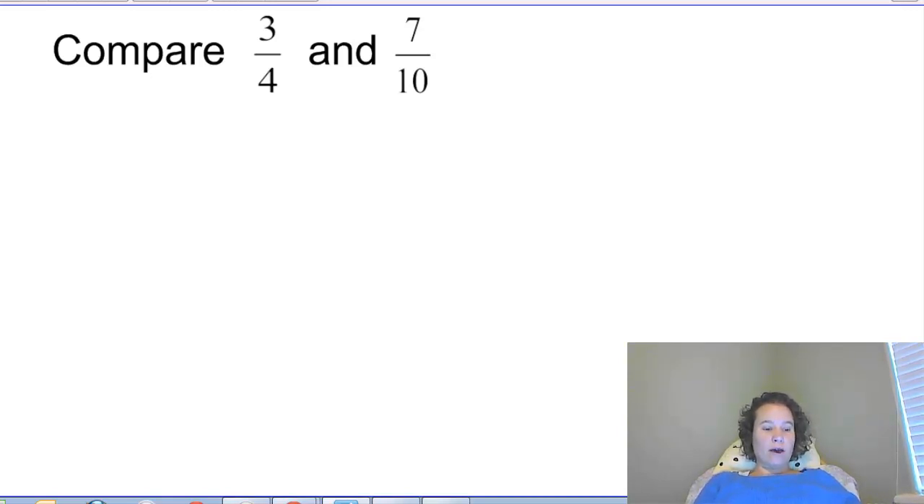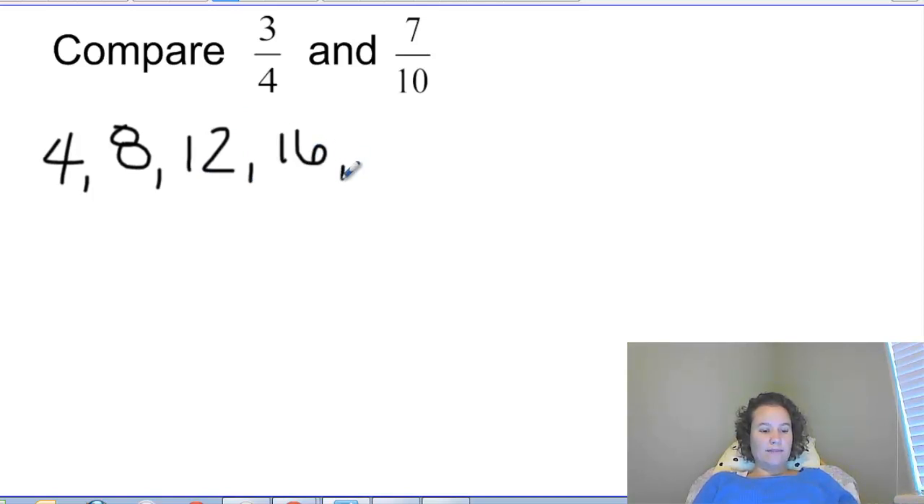So if I look at 3/4 and 7/10, and I want to compare those two and figure out which one's bigger and which one's smaller, I want to find the smallest number that both 4 and 10 will divide into evenly. And so I could start listing multiples of 4 and 10. So multiples of 4 would be 4 times 1 is 4, 4 times 2 is 8, 4 times 3 is 12, 4 times 4 is 16, 4 times 5 is 20. Now I know that I can stop there because I know that 10 times 2 is 20. So the least common multiple of 4 and 10 would be 20.